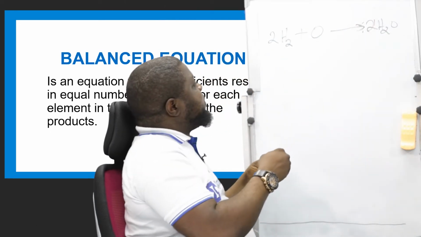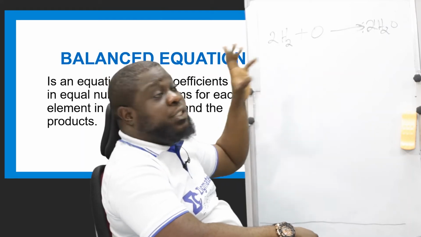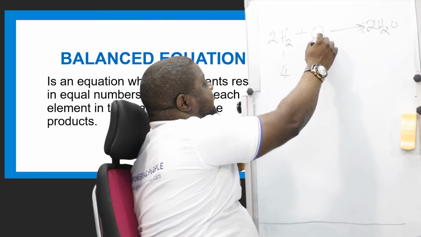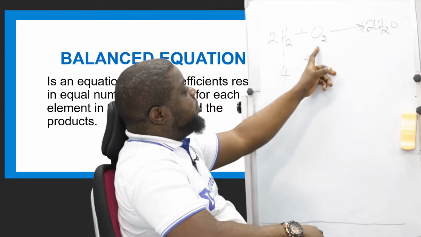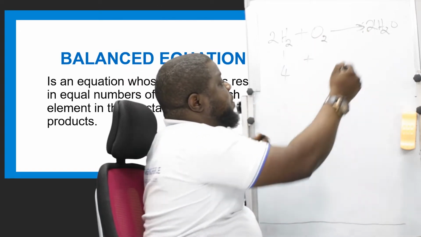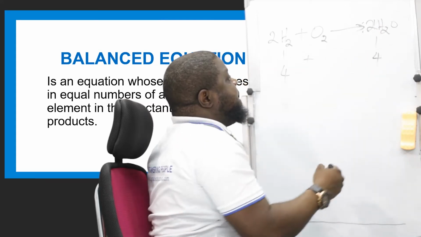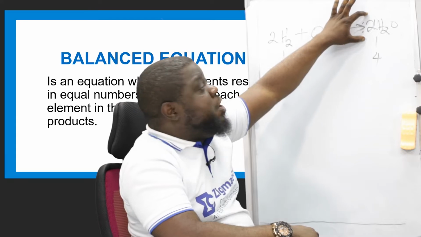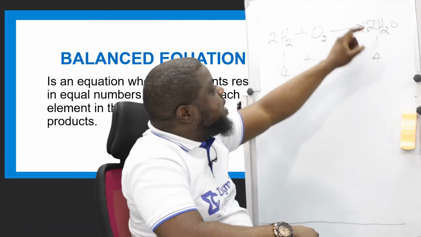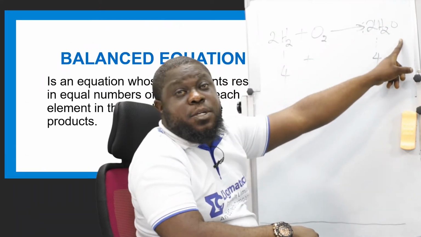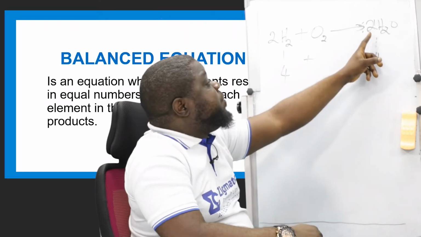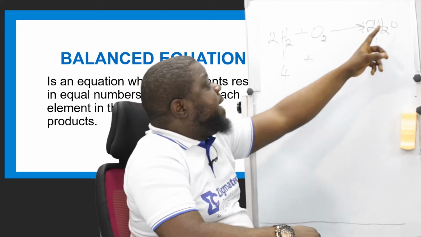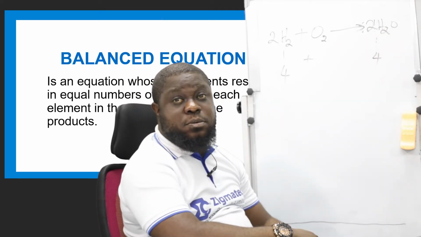Now, if you check, hydrogen here is 2 times 2, which is 4. Hydrogen here is 4. Oxygen here is 2. Then oxygen is 2 here and 2 here. Why? Because this 2 as a coefficient affects every single atom in the full compound. So hydrogen will be 2 times 2, which is 4, and oxygen will still be 2. So it is 2 here as an atom and 2 here as a molecule. So it is the same thing.